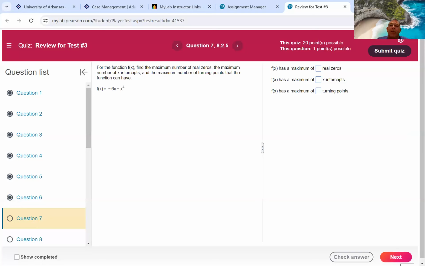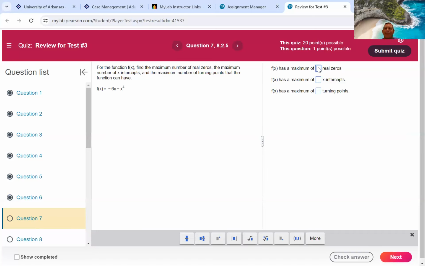Now this one should be y'all's give me. I got f of x equals -6x minus x to the 4th. Y'all, what's the maximum number of real zeros I can have? Oh, y'all slept on this one. So remember this: the maximum number of real zeros is 4, equal to the degree. So there you go.